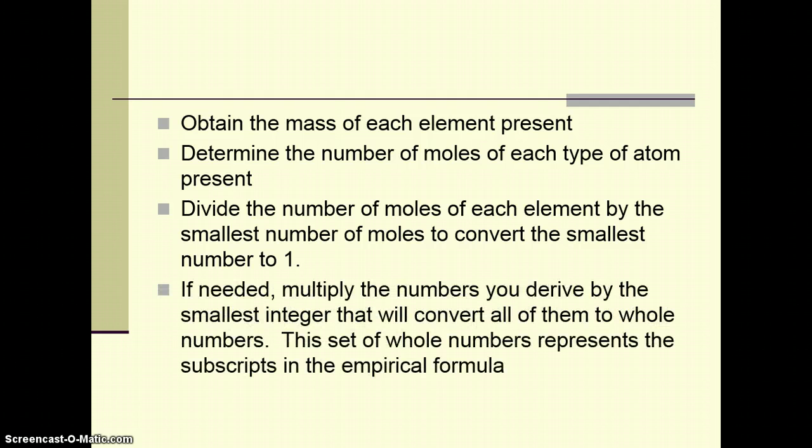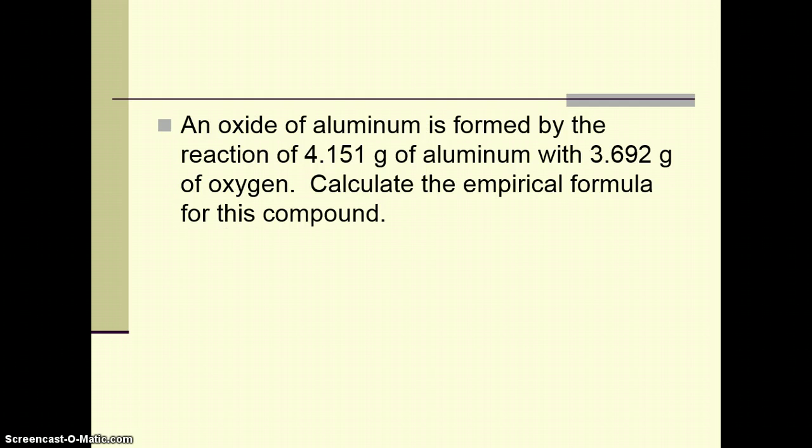And finally, if needed, we're going to multiply the numbers we derive by the smallest integer that will convert all of them to whole numbers. Sometimes we get a ratio of like 1 to 1.5, and in that case we don't have 1.5 of any element. We need to have whole numbers. This set of whole numbers will represent the subscripts in the empirical formula.